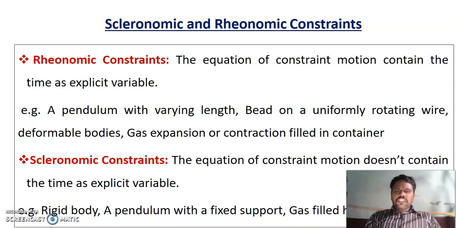If the equation of constrained motion doesn't contain time explicitly, they are known as scleronomic constraints. Example: a rigid body, a pendulum with a fixed support, a gas-filled hollow sphere.